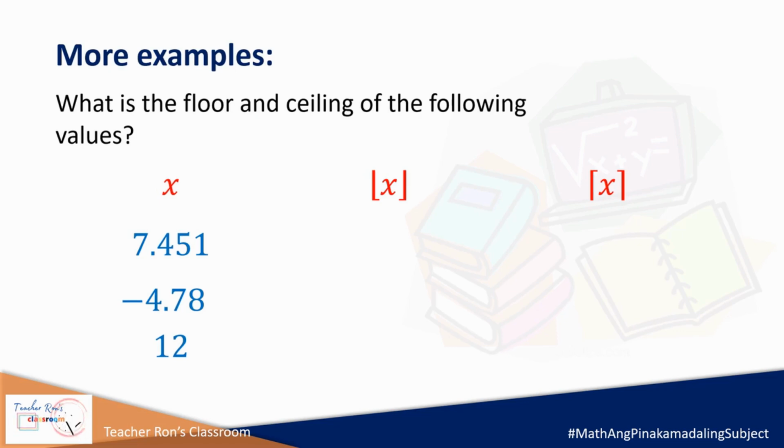Tingnan at pag-aralan natin ang iba pang mga halimbawa. What is the floor and ceiling of 7.451? Very good! The floor is 7 and the ceiling is 8. Ano naman ang floor at ceiling ng negative 4.78? Magaling! Ang floor ay negative 5 at ang ceiling ay negative 4. Ano ang floor at ceiling ng 12? Okay, nice! It is 12.